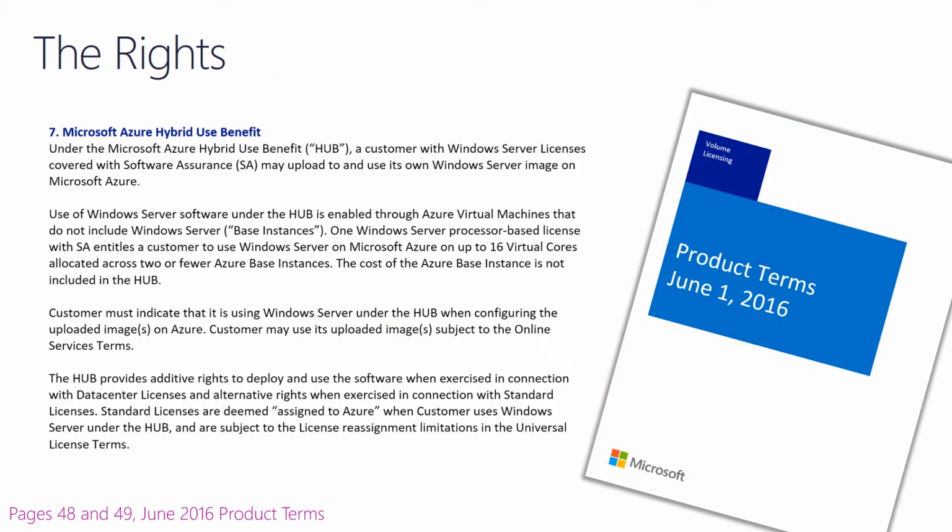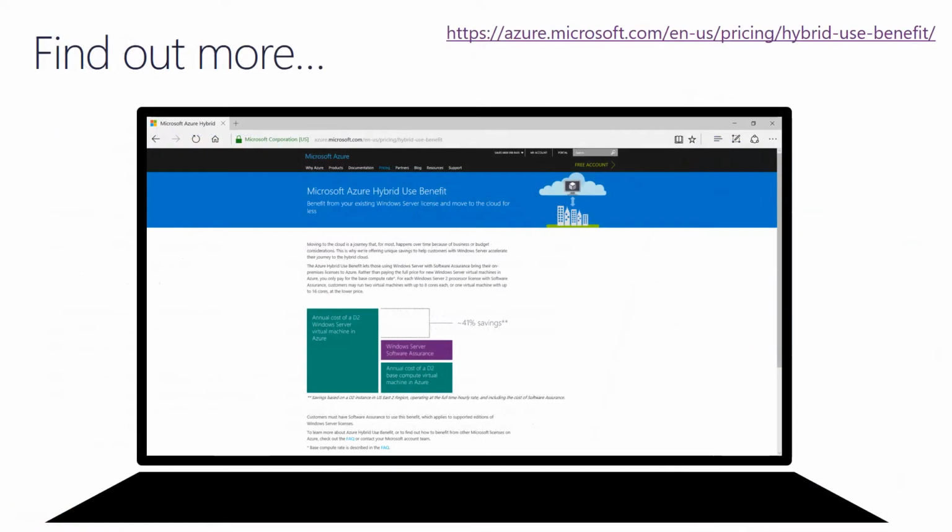And where can you find the rights governing use of this benefit? Again, they're in our new favourite document, the product terms document, and you can see the rules that we've just talked about detailed here. Again, if you want to find out more about this benefit, then this website actually is useful, and it gives some interesting price comparisons as well, so you can get an idea of potential savings that could be made using this benefit.